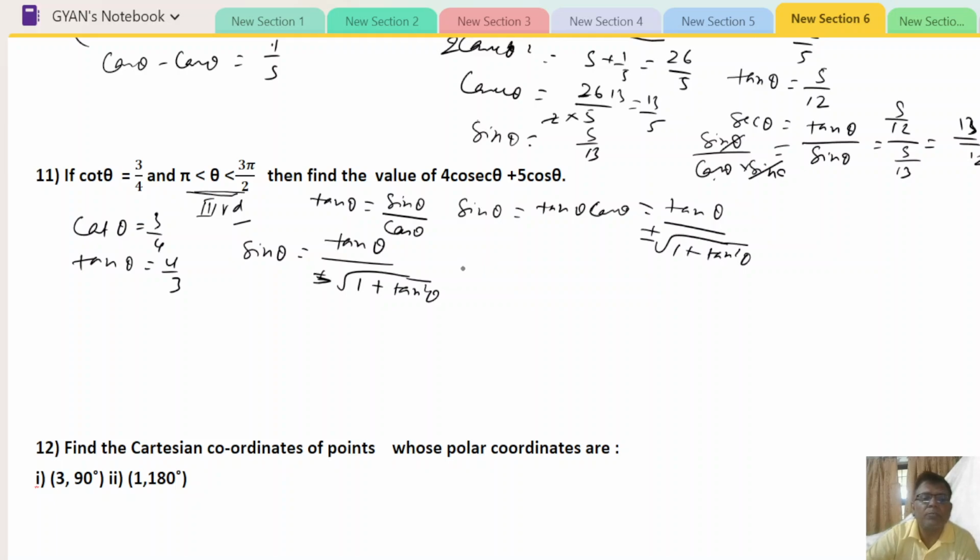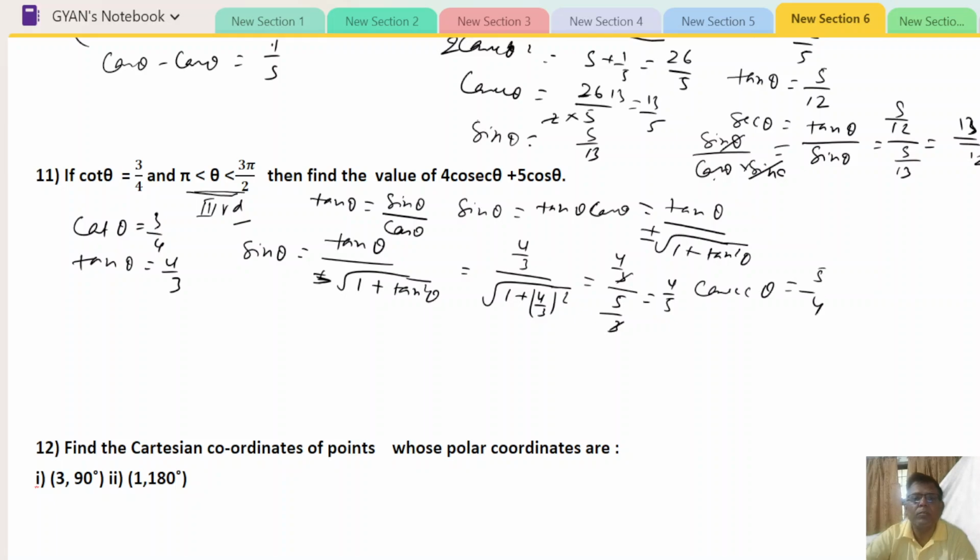Third quadrant is negative, so you have to take negative. So that is equal to 4 by 3 divided by root 1 plus 4 by 3 square. So it's equal to 4 by 3 divided by 5 by 3, equal to 4 by 5. Then cosec theta is equal to 5 by 3.